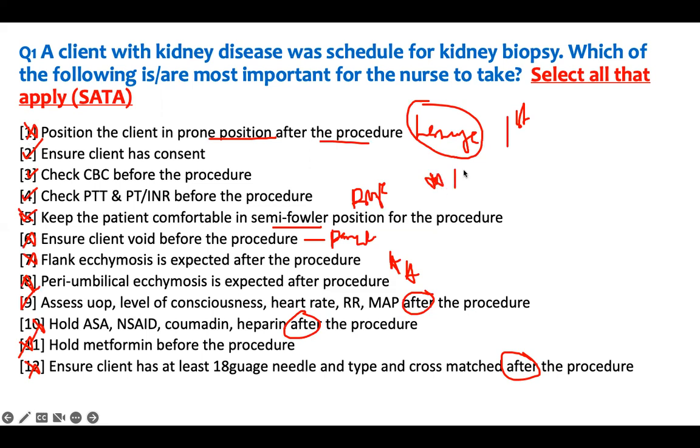And lastly, any patient whose blood pressure is not controlled, uncontrolled hypertension, is a contraindication. That means you cannot have a kidney biopsy with uncontrolled hypertension. So you have to make sure your blood pressure is well controlled. So you can never have a kidney biopsy with hypertension uncontrolled. So you have to avoid that.